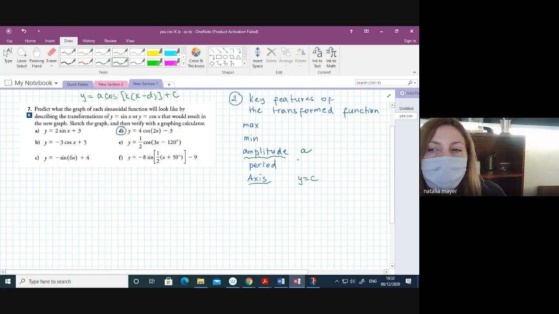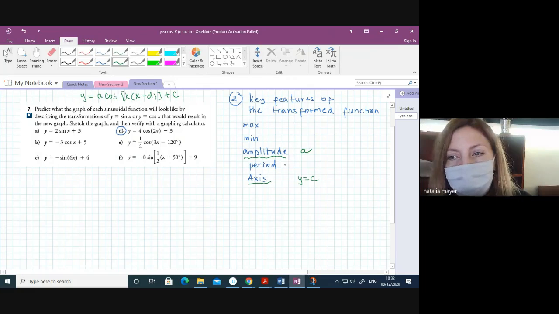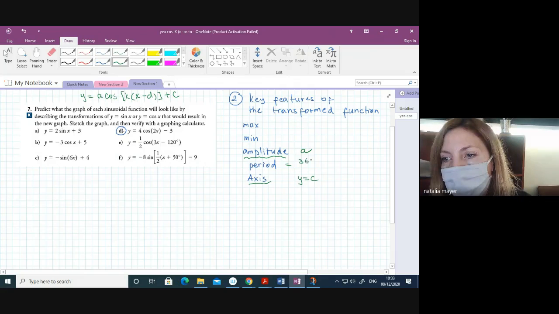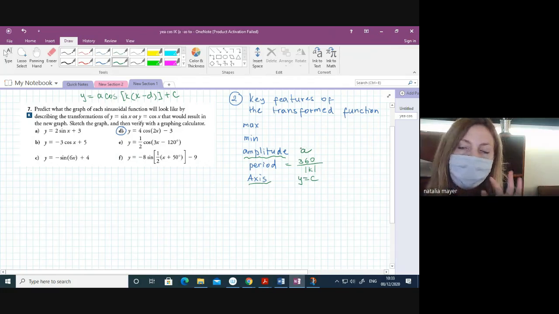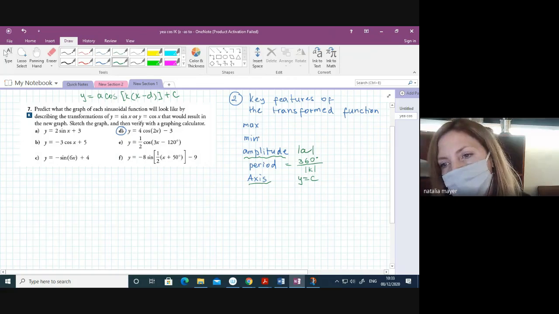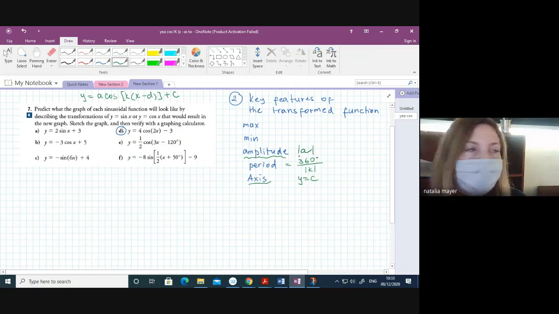And then what you need to know is the period formula. So the period formula is 360 over the absolute value of K. To be more accurate here, amplitude is also the absolute value of A. That's absolute value.